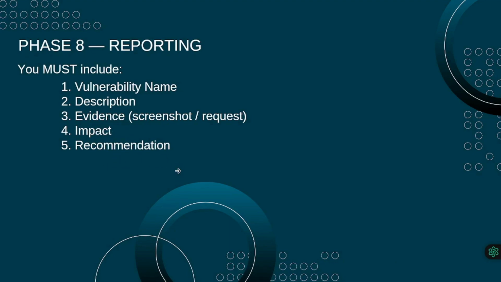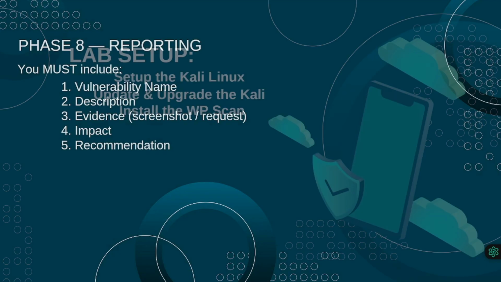Now, the eighth phase: finally, we document everything in a structured way. Each finding must include the vulnerability name, description, proof of evidence, impact, and recommended fix.